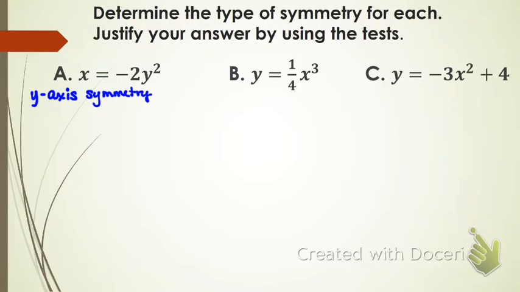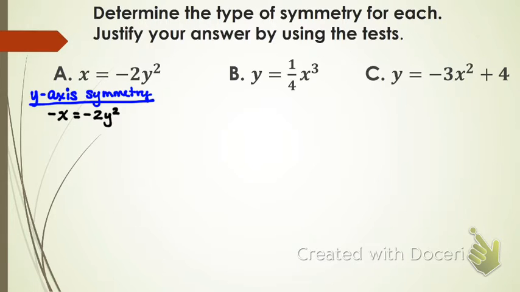So for y-axis symmetry, what value do I replace? The x, and I replace it with a negative x. So it was an x equals, now it becomes a negative x equals. And then I'm going to make this look as much like the first equation as possible, and if it comes out to be exactly the same, then I know it has y-axis symmetry.